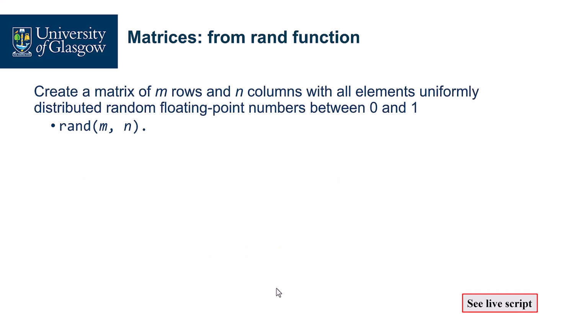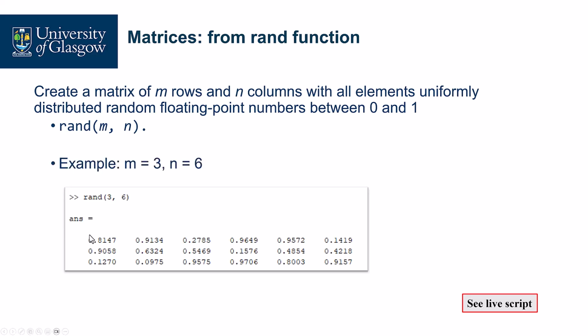We can also generate random numbers. We can use a function called rand(m, n). This will generate an m by n matrix. So what are the contents? These are uniformly distributed random floating point numbers between 0 and 1. The example is here: a 3 by 6 matrix, 3 rows, 6 columns, all of them uniformly distributed random numbers.